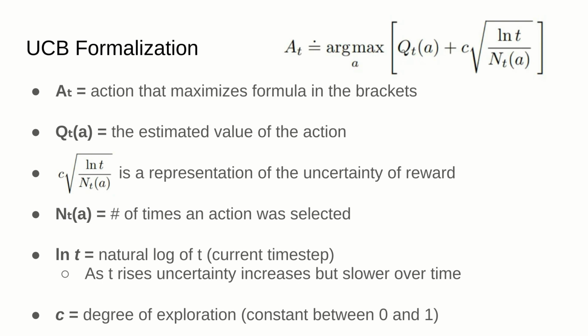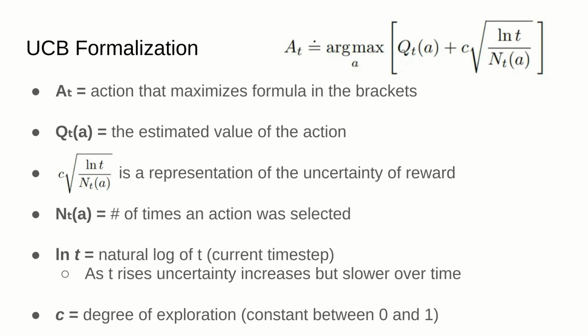UCB can be formally defined with the formula in the top right here. This can be read as the action at time t is selected as the action that maximizes the formula in between the brackets. And for the formula in between the brackets, Q_t(a) is the estimated value of the action at time t. And the right side of the equation in the brackets can be thought of as a representation of the uncertainty of what the reward will be for any given action.